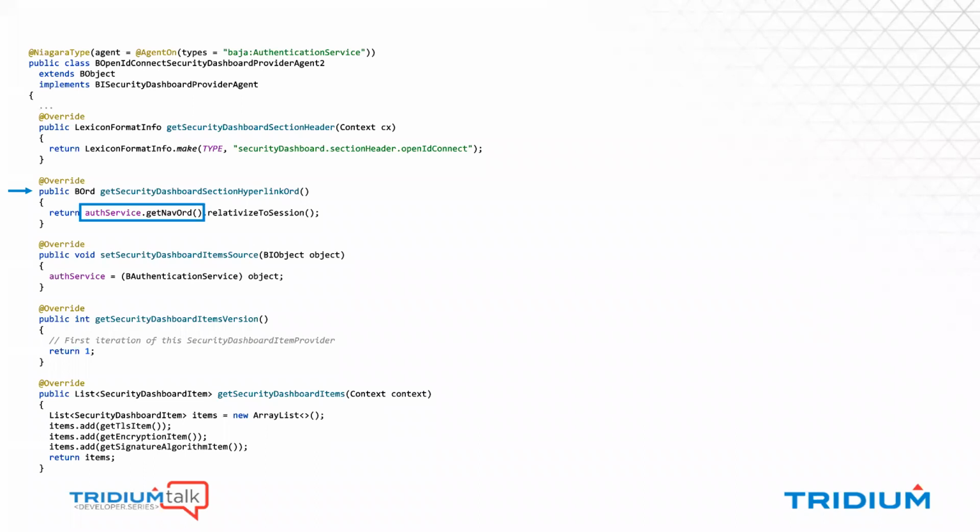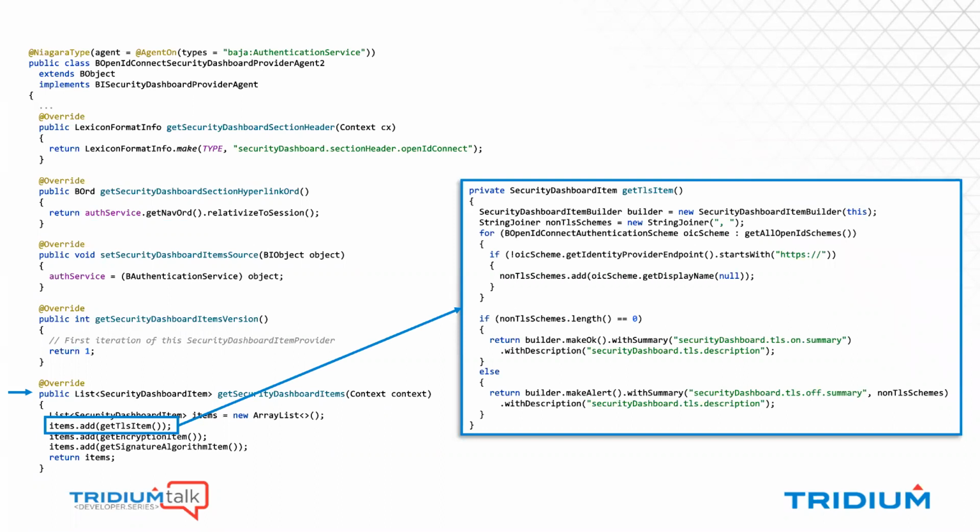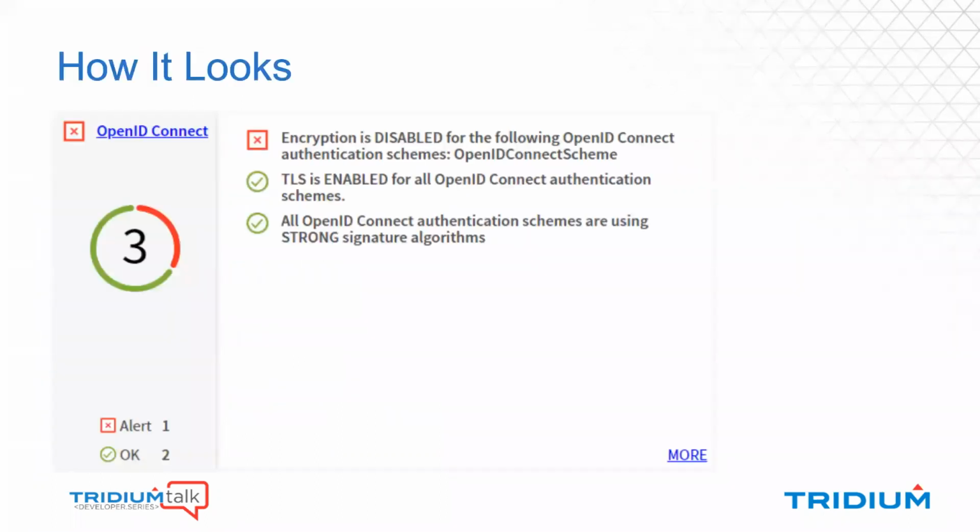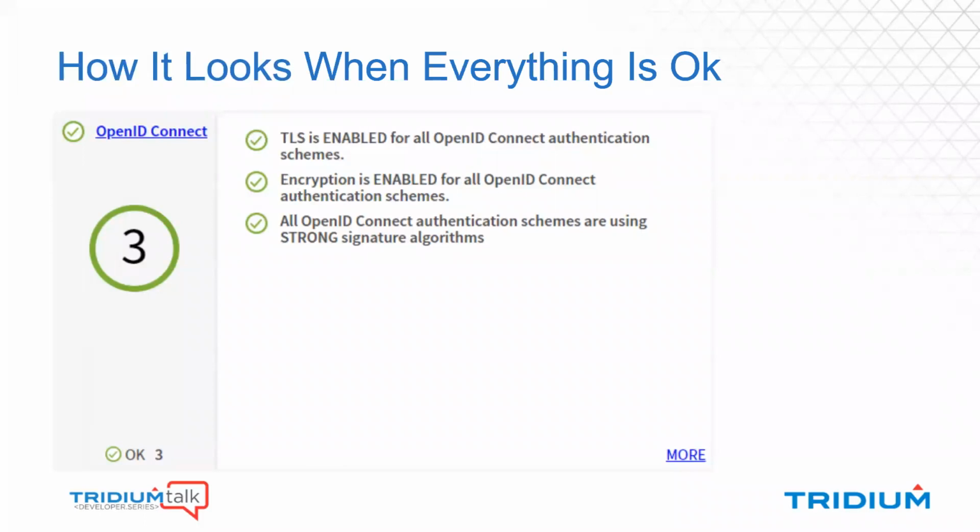And finally, for get security dashboard items, we're back to iterating over all the OpenID schemes, and we're creating a list of any schemes that had an issue with it. And that's exactly what we were doing in our first example. And this is what it looks like. It's really similar to the card that we saw when we were using the security dashboard item provider. Each item on here talks about either how all OpenID Connect schemes are okay, or it lists the ones that aren't. But the difference is that now the title says OpenID Connect, and there aren't any items from any other schemes like LDAP. And this is just what it looks like when everything is okay.